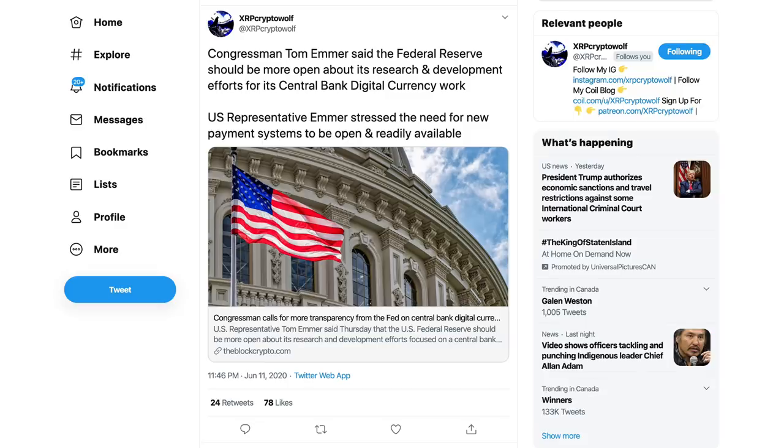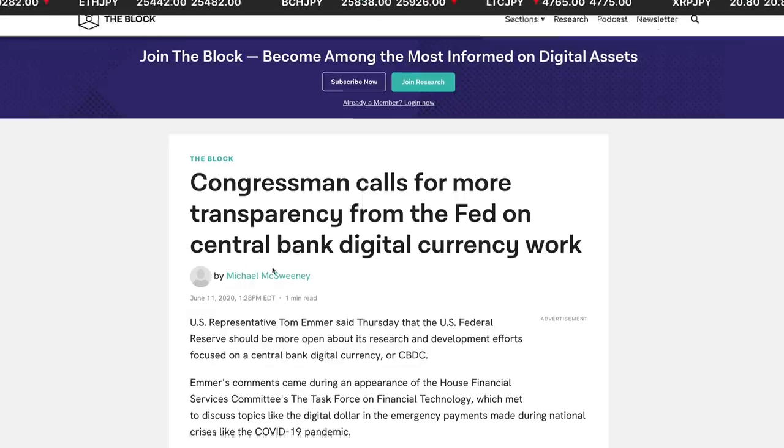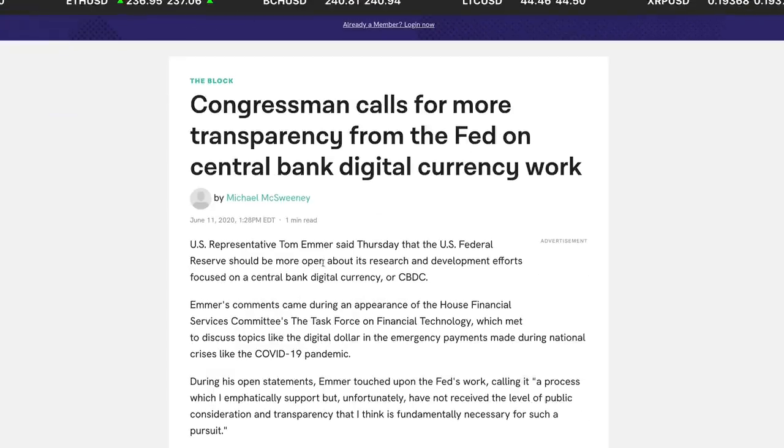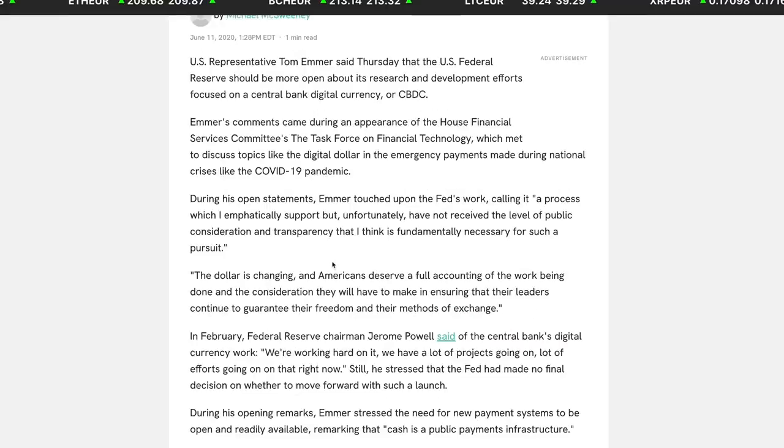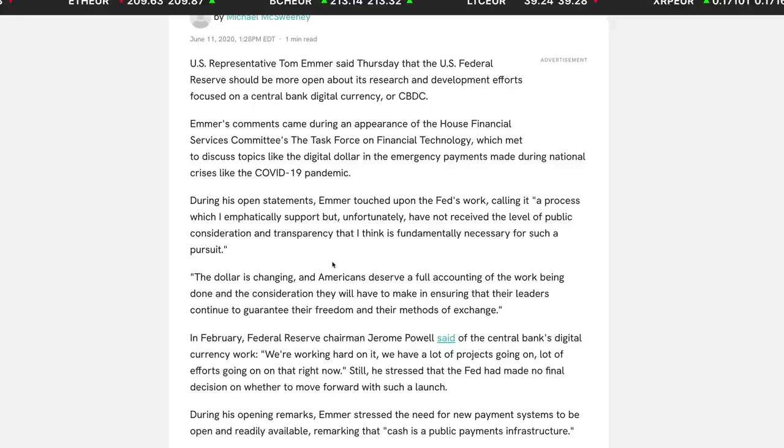This from XRP Crypto Wolf. Congressman Tom Emmer said the Federal Reserve should be more open about its research and development efforts for its central bank digital currency work. So apparently, they're not getting the results they want from the Fed. U.S. Representative Tom Emmer said Thursday that the U.S. Federal Reserve should be more open about its research and development efforts, focusing on central bank digital currencies, or CBDCs as we all know them. Emmer's comments came during an appearance at the House Financial Services Committee, the Task Force on Financial Technology, which met to discuss topics like the digital dollar.